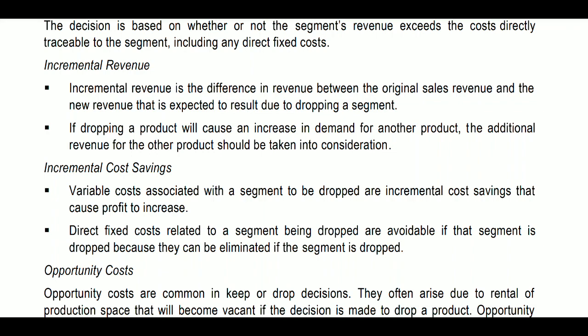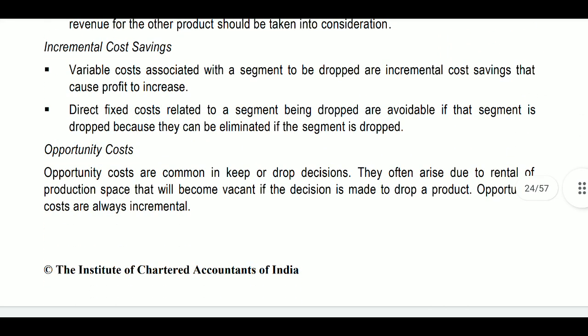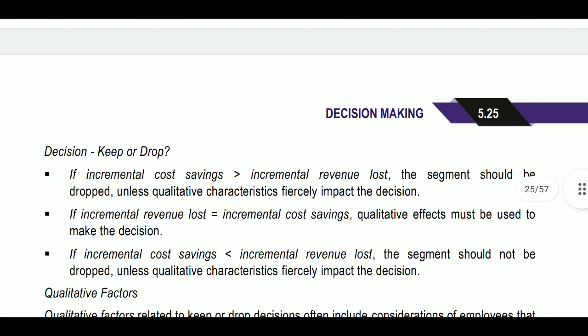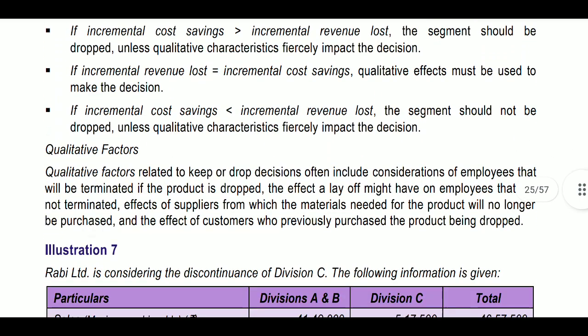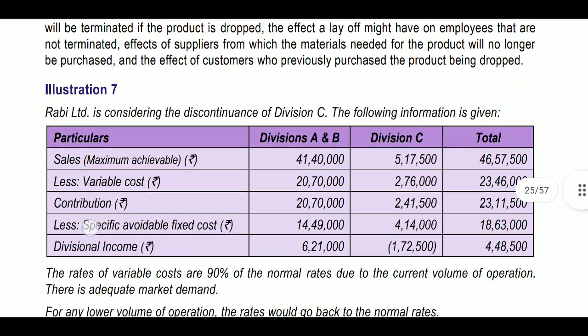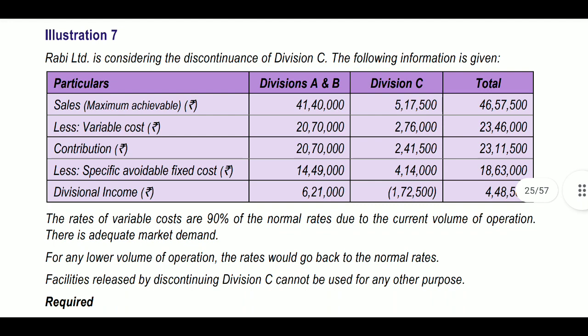Here discontinuance means opportunity cost will be seen. Decision making: what is the cost, and qualitative factors will be seen. So illustration number 7, what is there in illustration number 7?